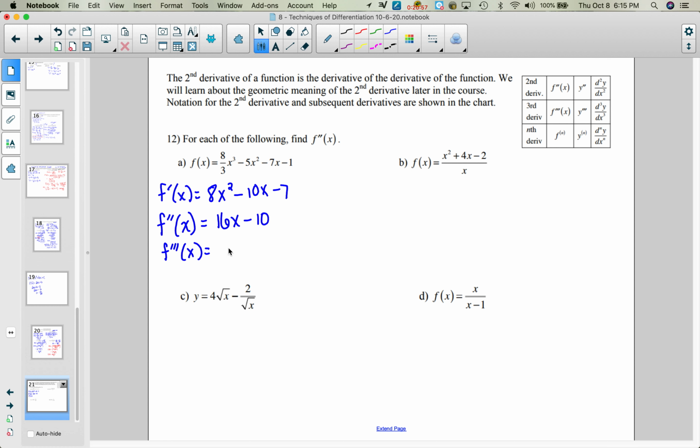And even though they didn't say to, if you wanted to find the third derivative, you would have 16. And if you had the fourth derivative, it would just be 0. And then every derivative after that would be 0. And so for polynomial functions, eventually you would get to that. We only have to find the second derivative.